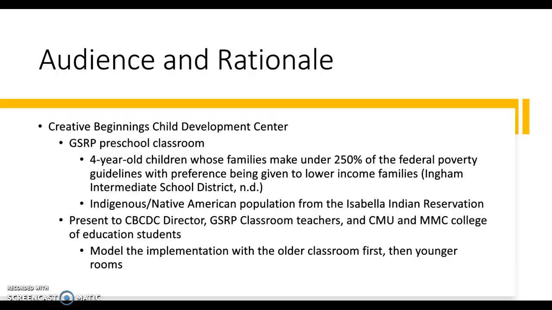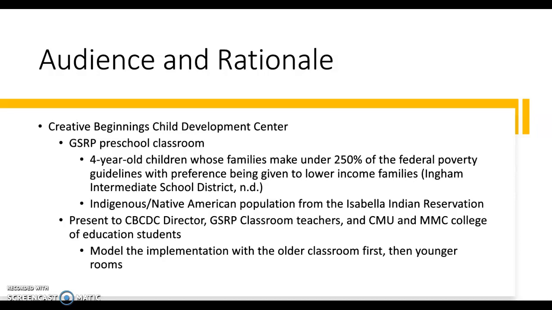days. So I'll be presenting this to my current school, which is Creative Beginnings Child Development Center. And I'm in the GSRP preschool classroom, which is the Great Start Readiness Program. And in my classroom, all of my students are 4-year-olds whose families make under 250% of the federal poverty guidelines. And when selecting our roster, we also give preference to the lower income, higher needs students.